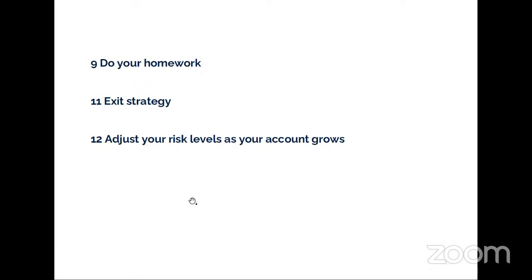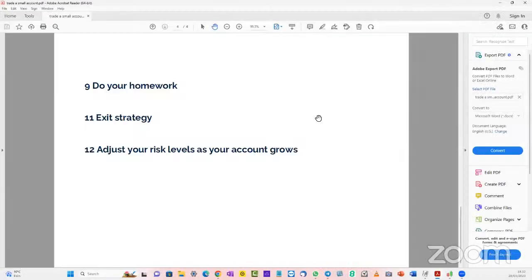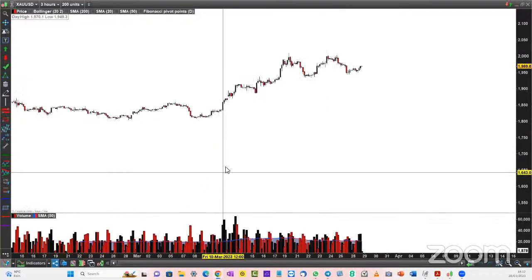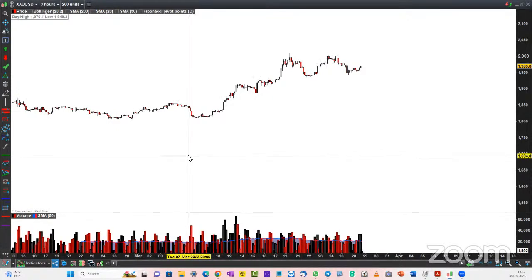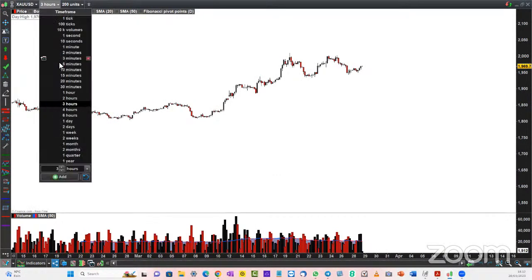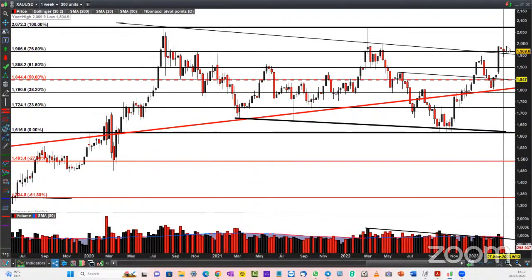Right, let's come out of these slides. Let's take a look at what is going on in the market. I've been doing a lot of gold trading recently, so I've got the gold chart in front of me. Why do I like gold so much? Well, let's come into this one step at a time. This is the weekly chart in gold.